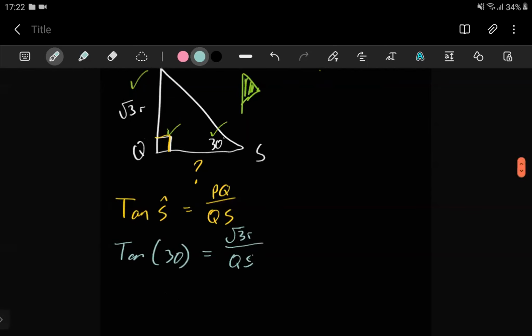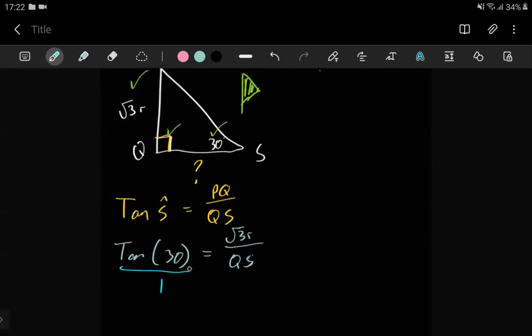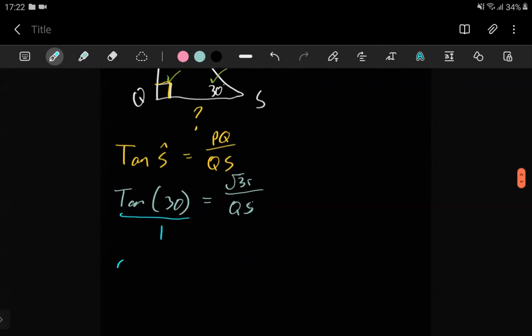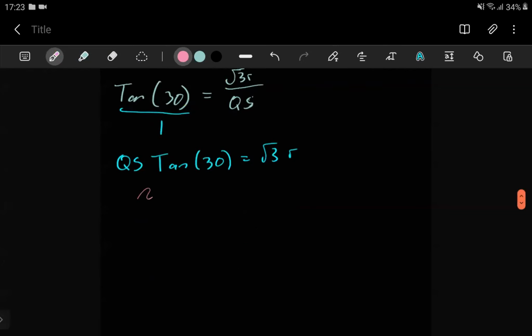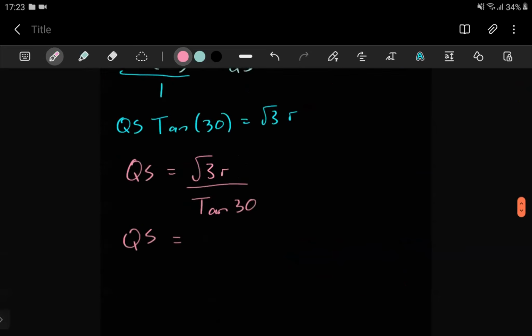Now, if you want to solve for QS, we'll obviously have to cross multiply first. When I say cross multiply first, I'm referring to, for example, this is over 1, right? If you cross multiply, you're going to have the QS with tan 30 equals square root of 3 with R. And then dividing both sides by tan 30, you're going to have QS is equal to square root of 3R, over tan 30. And then the QS, you can just put it into your calculator.